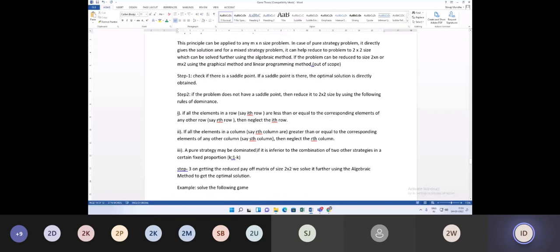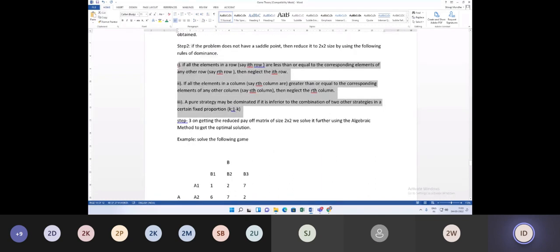Right? We are ignoring. A pure strategy may be dominated if it is inferior to a combination of two other strategies in a certain fixed proportion. That is k and 1 minus k. So these are the dominance rules. When we apply them on a problem, you will understand. On getting the reduced matrix of size 2 by 2, we solve it further using the algebraic method to get the optimal solutions. Again, we have to use the algebraic method to find out the optimal solutions.